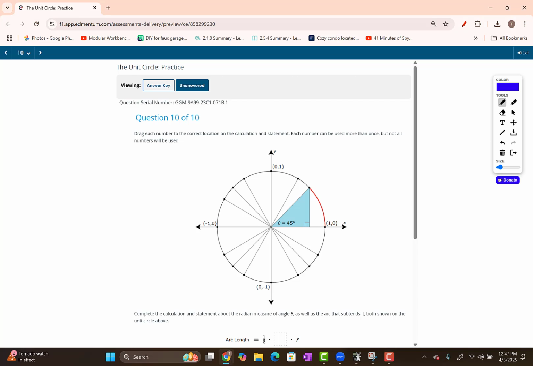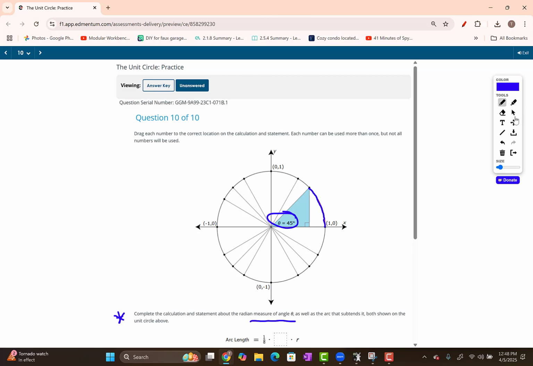Question 10, drag each number to the correct location on the calculation and statement. Each number can be used more than once, but not all numbers will be used. Complete the calculation and statement about the radian measure of angle theta, which is right here, as well as the arc that subtends it, both shown on the unit circle below. So this is the arc that we're talking about.